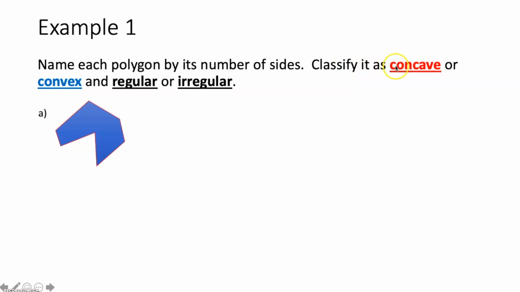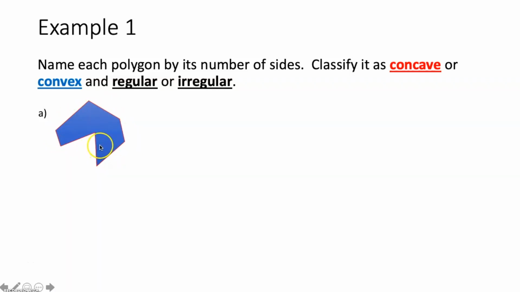Then we're going to classify it as concave or convex. So is it concave or convex? Are there any reflex angles in this polygon? Yeah, there is one interior angle that is greater than 180 degrees. Because of that, this would be considered a concave polygon. It looks like one of the angles has been caved in. Next, is it regular or irregular? Well, remember, a regular polygon just means all the sides and all of the angles are congruent. Does it look like all the sides are congruent?